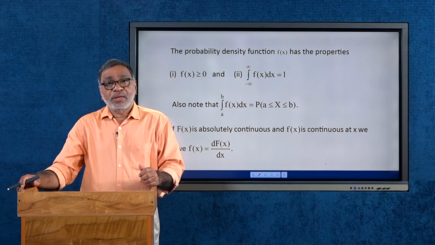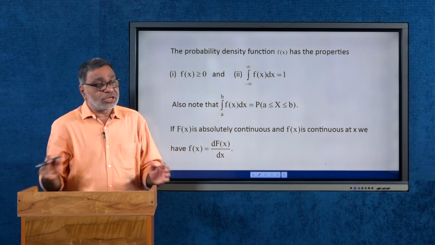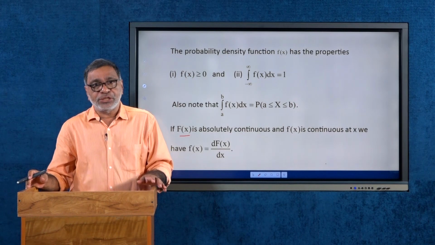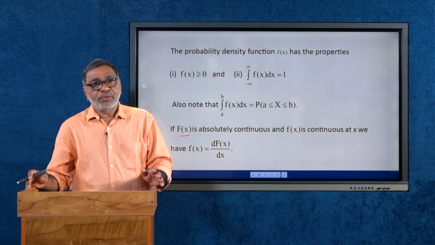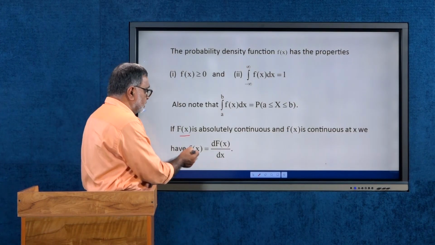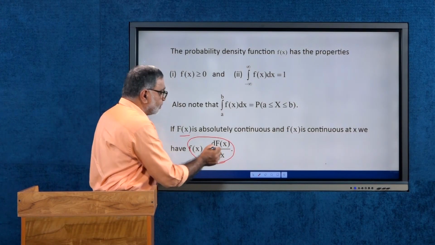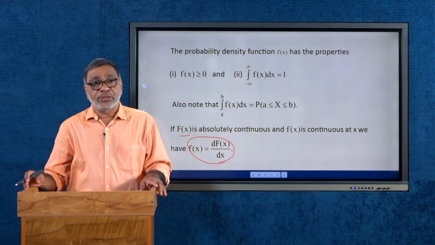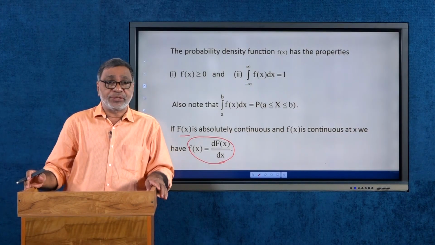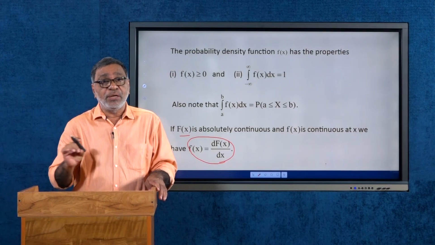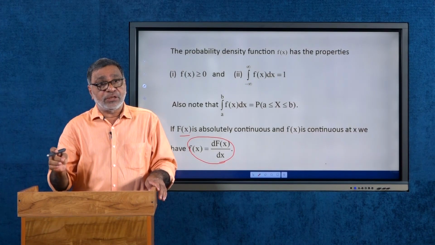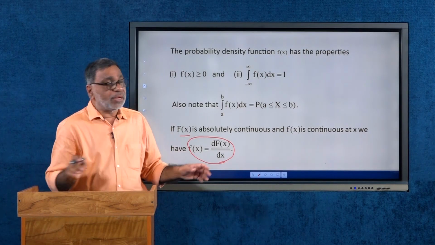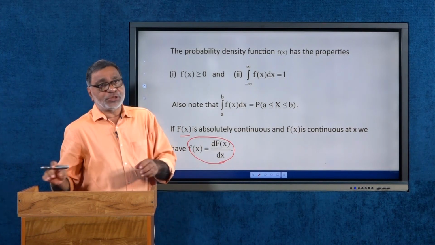Also remember that if F(x), the distribution function, is absolutely continuous, and f(x) is continuous at x, we can find the probability density function by differentiating. So for a continuous random variable, how do you find the probability density function from the distribution function? If the distribution function is absolutely continuous, and the density is continuous at x, we can find its value by differentiating the distribution function with respect to x.